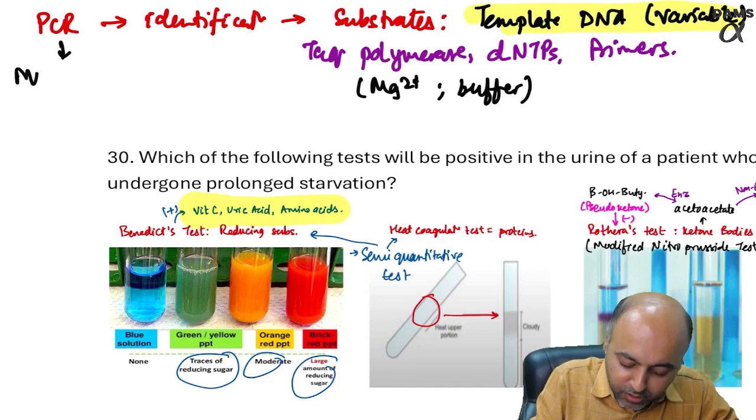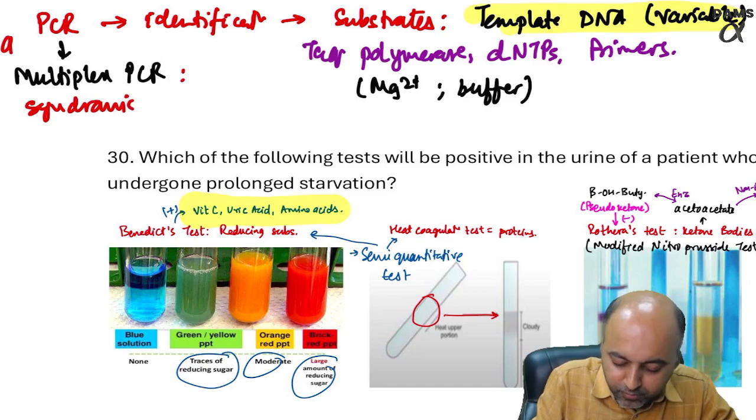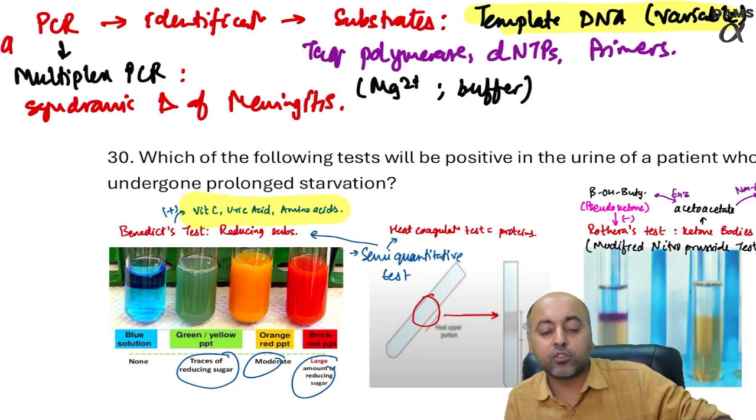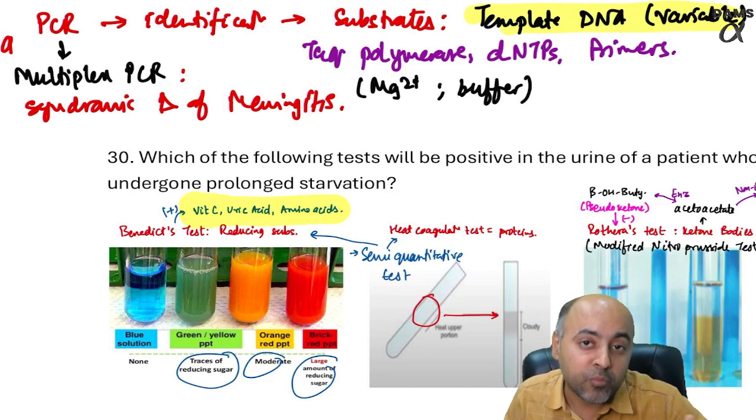Second, we have something called multiplex PCR. See, this is again going to land up in the exam. 2 years back it was there. It is for syndromic diagnosis of meningitis. We had used this during the pandemic, but now we are using it for the syndromic diagnosis of meningitis.